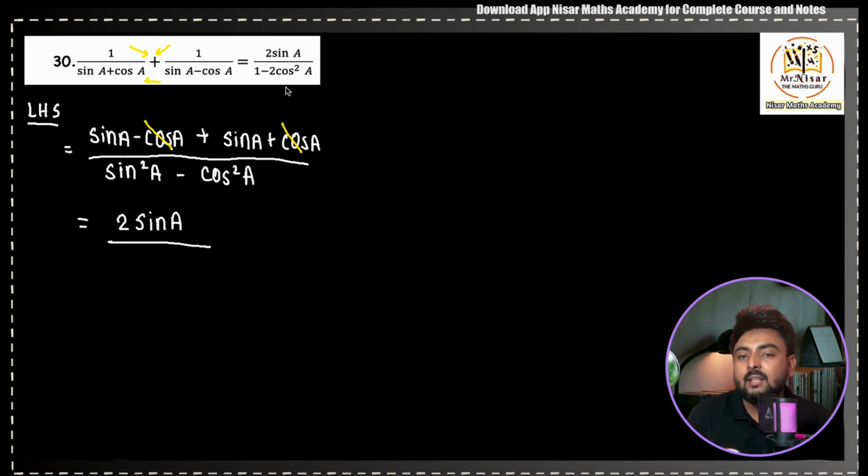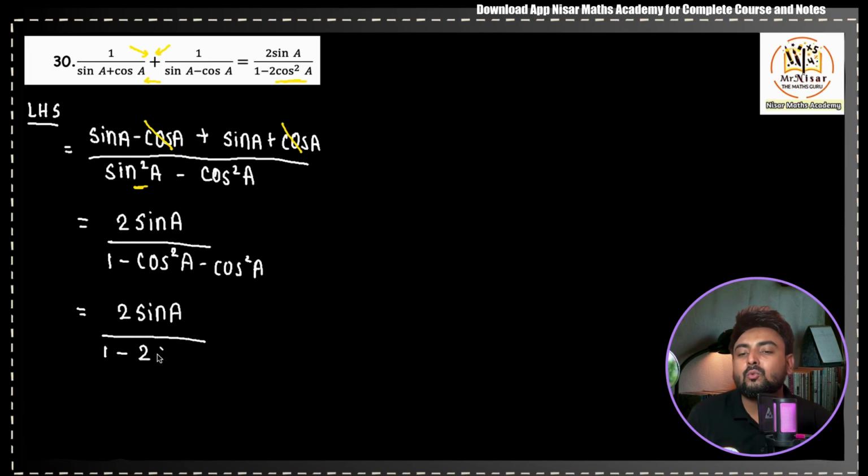Now see, here in the RHS we want cos, and here we have sine, so we don't want sine, we want cos. What to do? Convert it in terms of cos. So sine square, can I write it as 1 minus cos square a, minus cos square a. Simply I have converted this sine square as 1 minus cos square, so it will be 2 sine a upon 1 minus cos square a minus cos square a. Minus 1, it is minus 2 cos square a. I hope the concept is quite clear to you, and this is your answer.